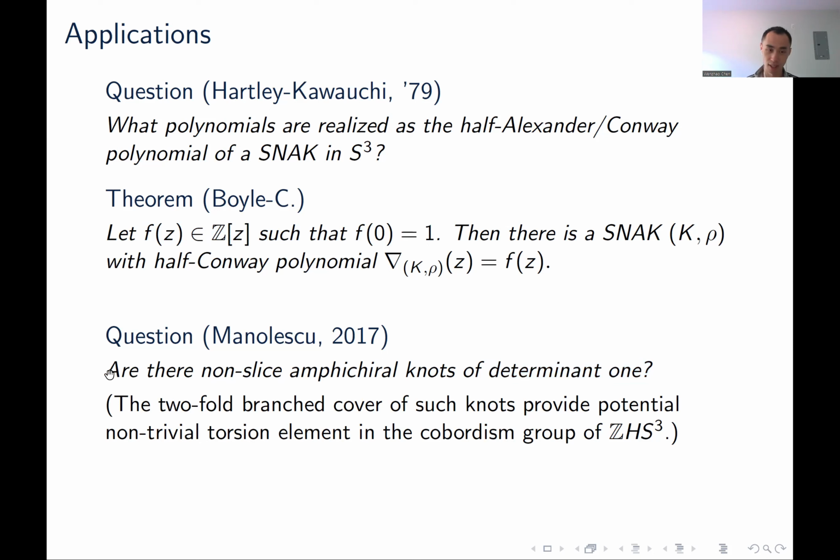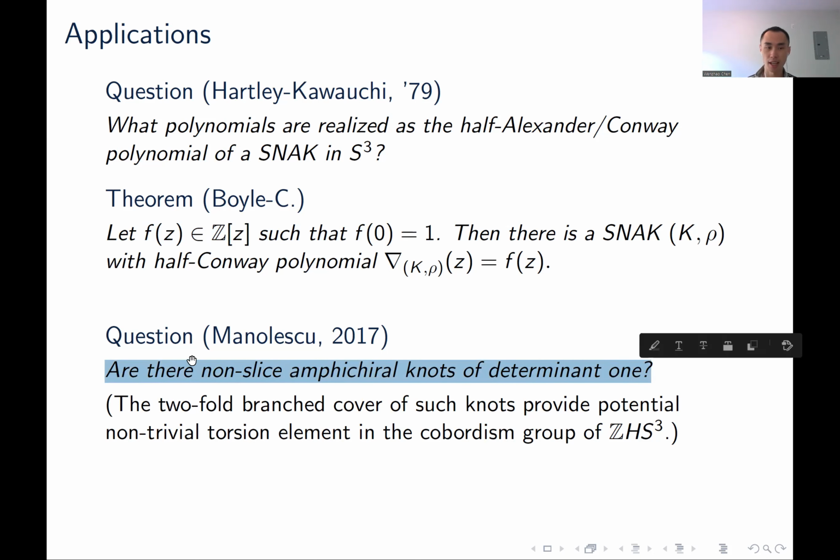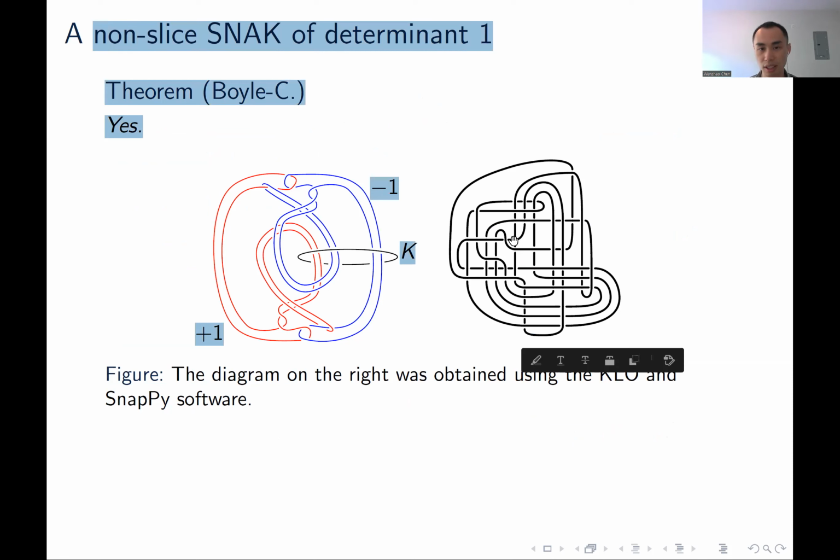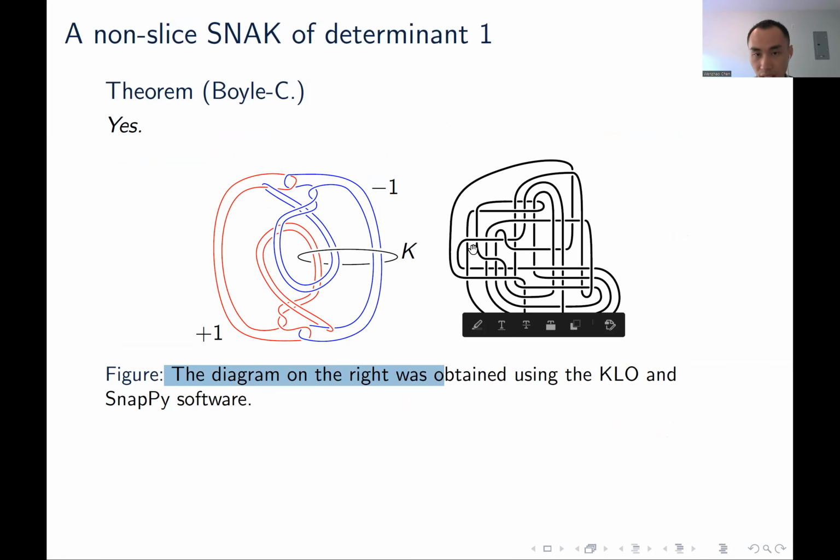But nevertheless, Keegan and I are able to answer the question on the knot level. So there indeed are non-slice snacks of determinant 1, and this is an example. You can see the knot on the right is just the usual knot diagram. It's a pretty complicated knot, so it's not surprising that such knots were not known before. But of course, this is far too complicated for us to come up with.